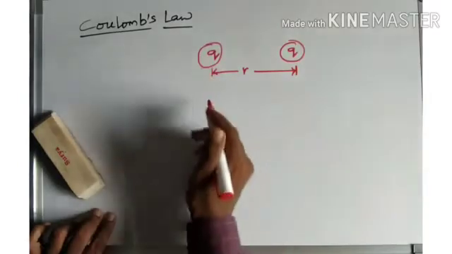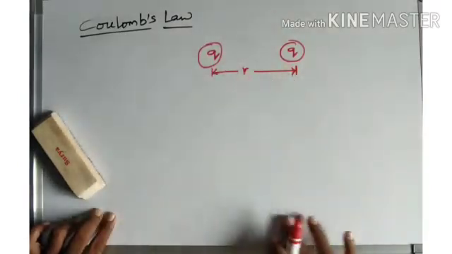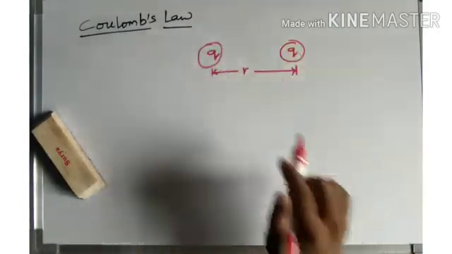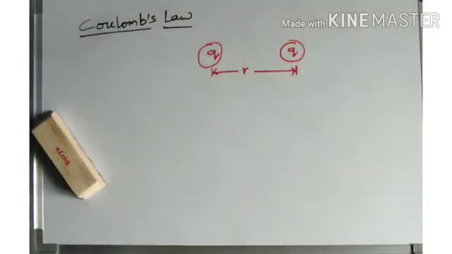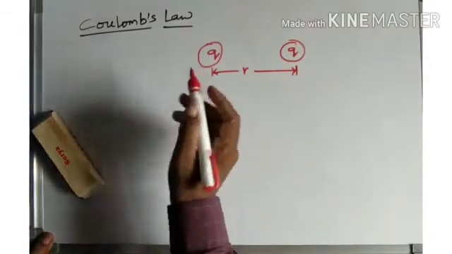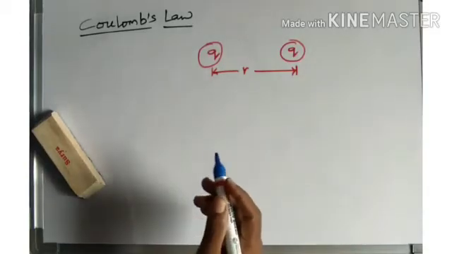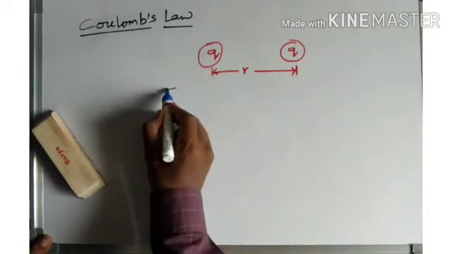According to Coulomb's law, as you all know, attraction will be the force whenever the two charges are of opposite polarity. Whenever the charges have the same polarity, that means both of them are positive or both of them are negative, they have a repulsion. Either it is a force of attraction or repulsion, it depends upon a few factors.